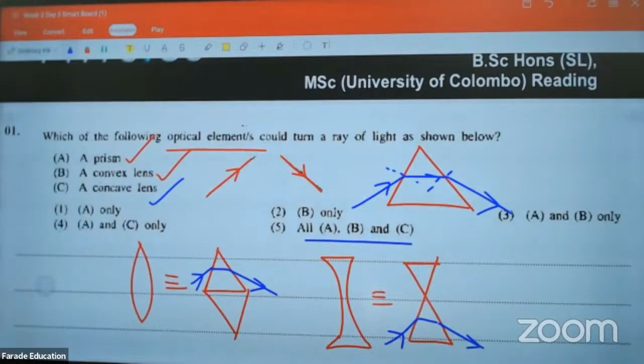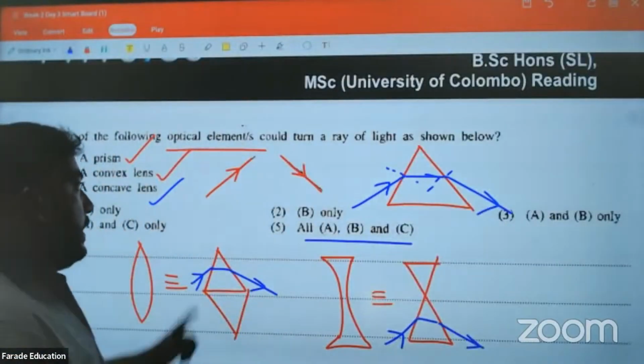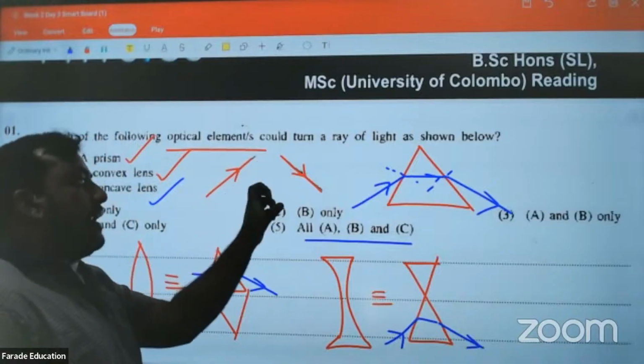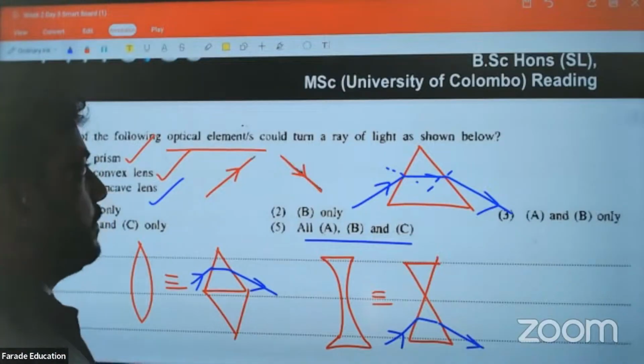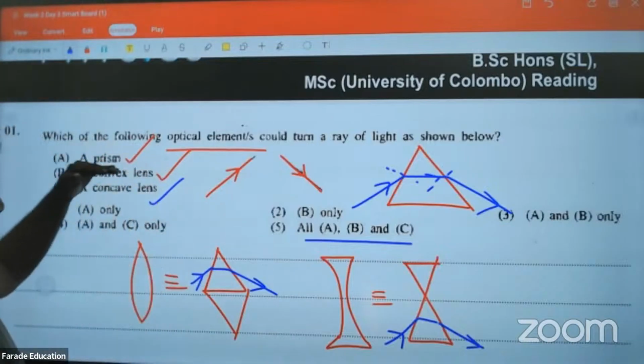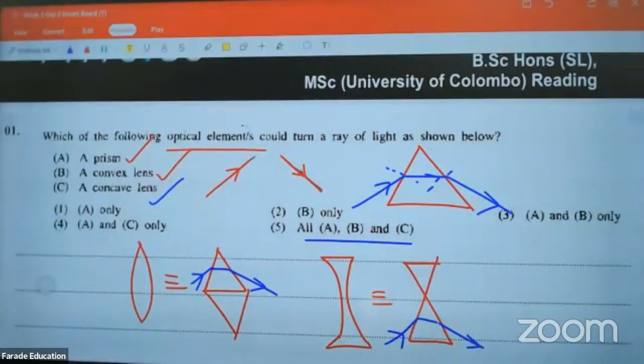The correct answer is answer number 5. This path of the light ray is possible in a prism, and convex and concave lenses can also be made using a prism, as indicated below. Okay.